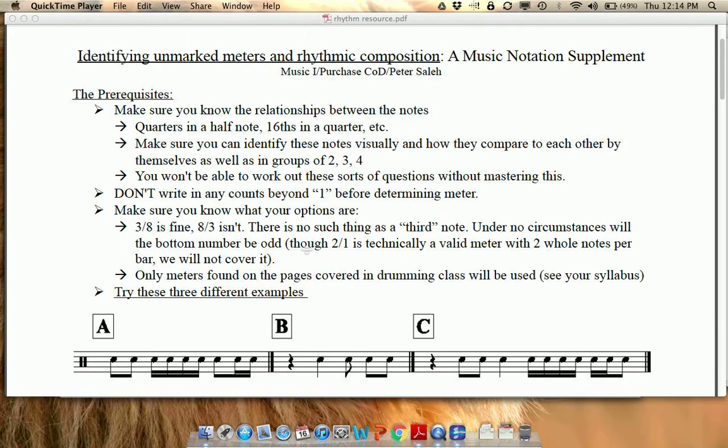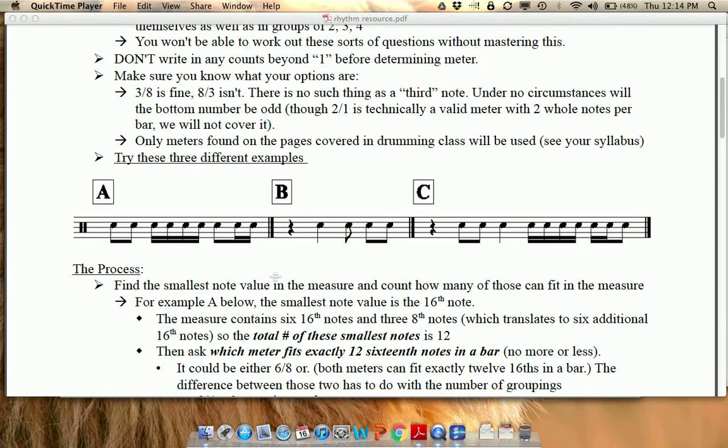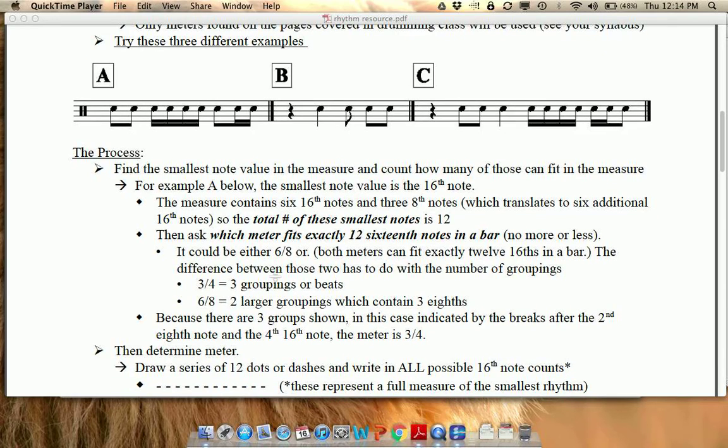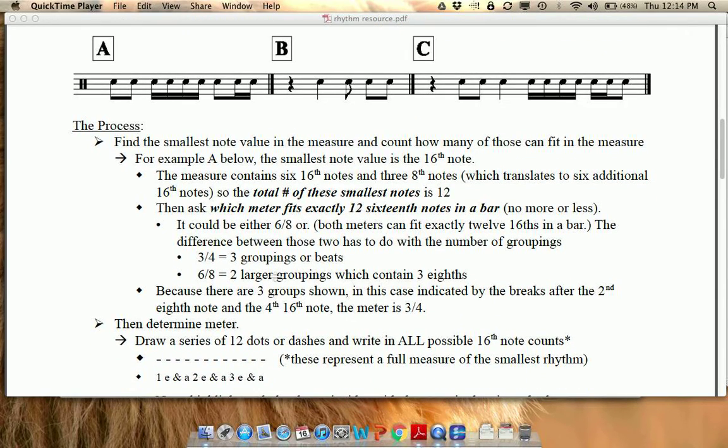The only meters that you're ever going to see on an exam are the ones that we do in drumming class from the pages listed on the syllabus. Okay, now we're going to go down here and try and scroll up. What I would advise you doing now is pausing the video here and trying on your own to come up with answers for these.